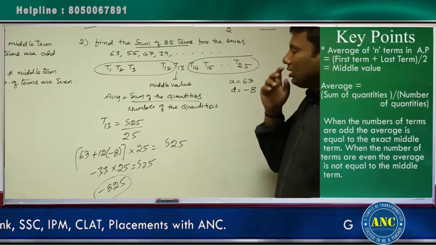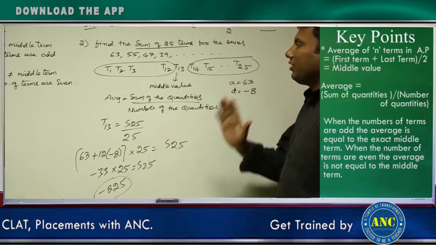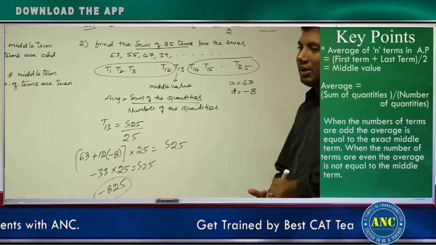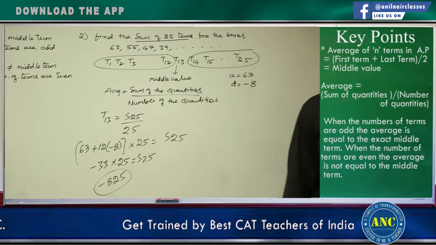So we have used the concept: sum of 25 terms means 12 to the left, 12 to the right.